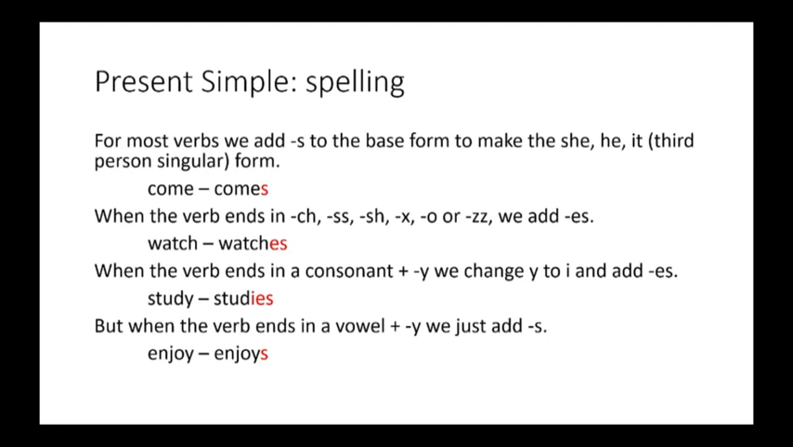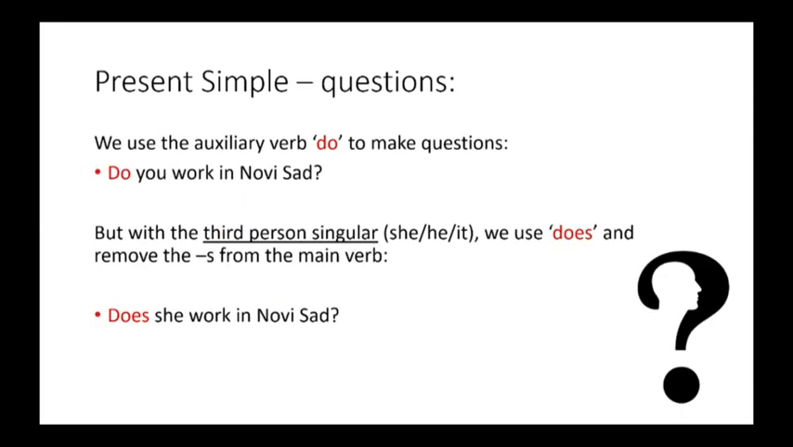Okay, let's take a look at questions now. How do we get questions? That's right, we need an auxiliary verb. This is a simple tense. So we need to put something here to get a question. What do we use? Exactly, we use the auxiliary verb do. Do you work in Novi Sad?